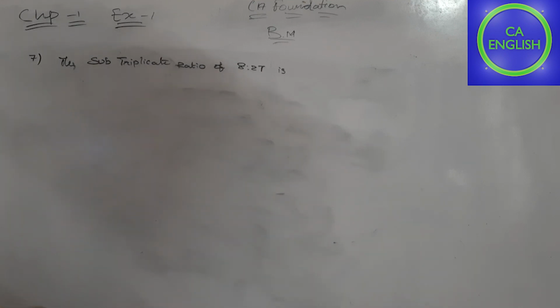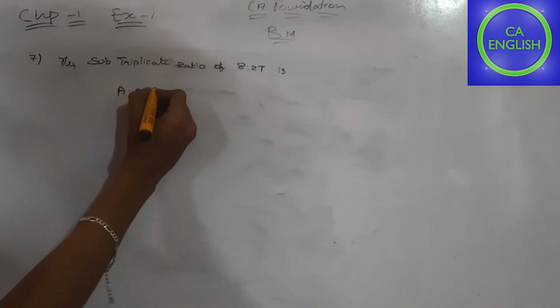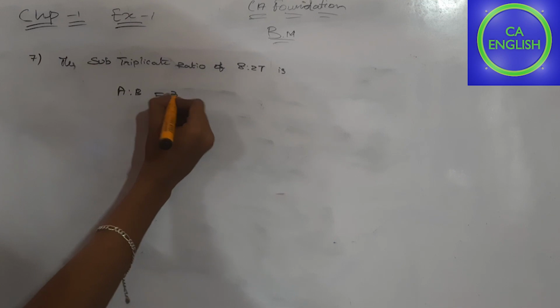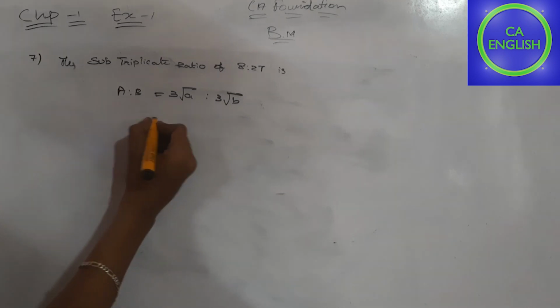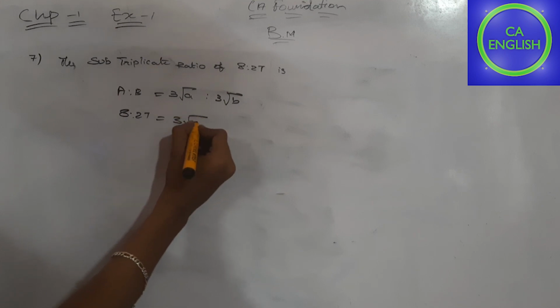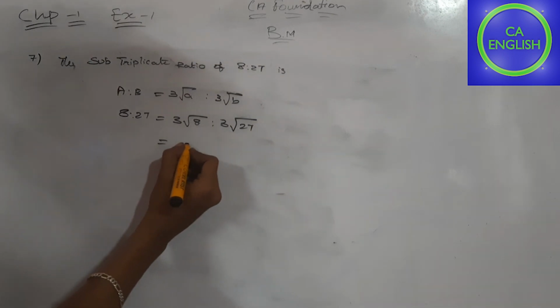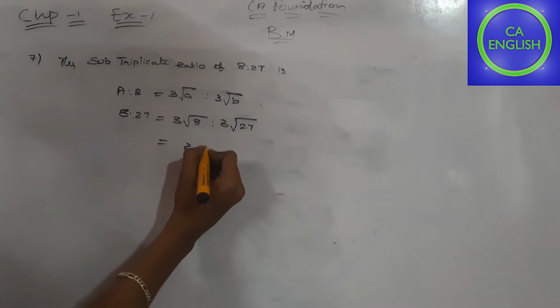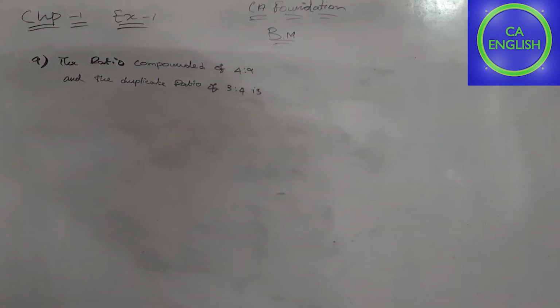We have seen duplicate ratio, subduplicate ratio, then triplicate ratio. Now we are going to see the subtriplicate ratio. The given ratio is A:B equals cubic root of A is to cubic root of B. So 8:27 equals cubic root of 8 is to cubic root of 27. Cubic root of 8 is 2, then cubic root of 27 is 3. Option C. And this is the 9th question.